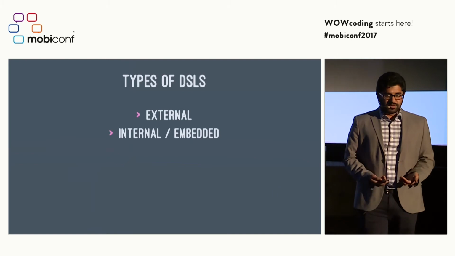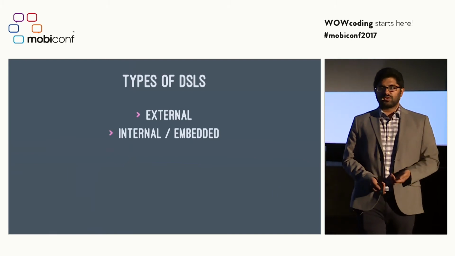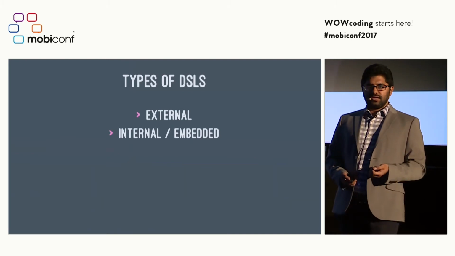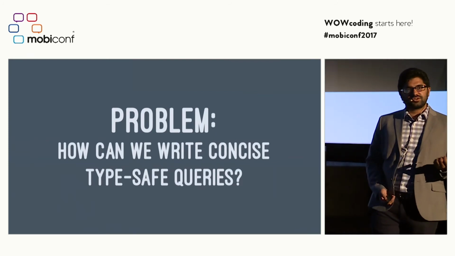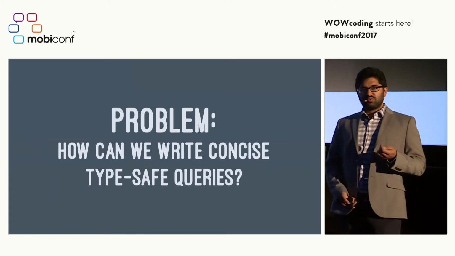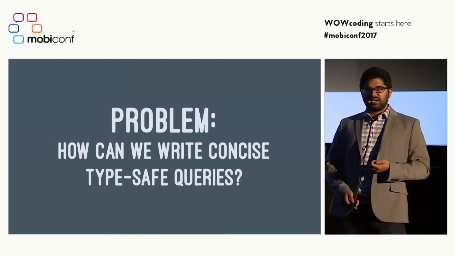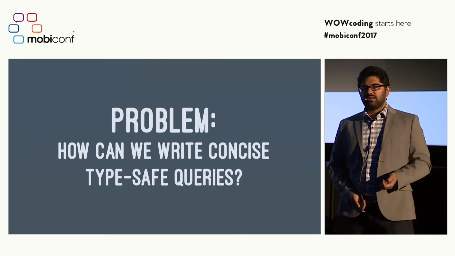So the problem we have is, if we want to continue down this route of creating internal embedded DSLs, how do we actually bring GraphQL into Swift if it's an external DSL? How do we actually write concise and type-safe queries? How do we move fast with quality here?